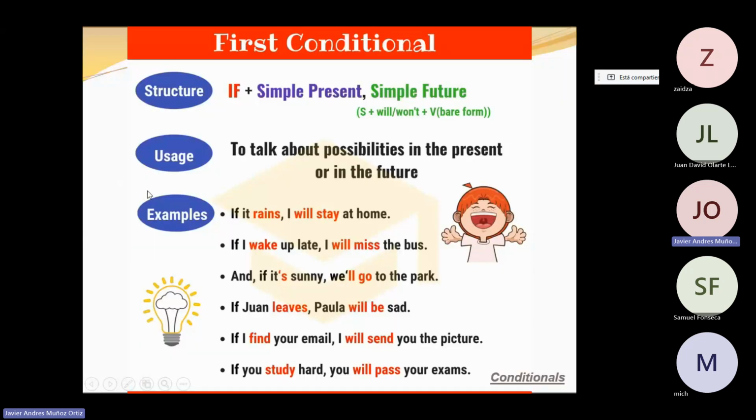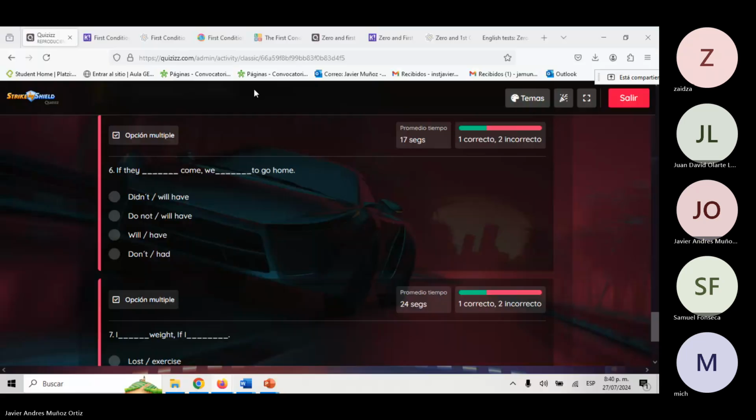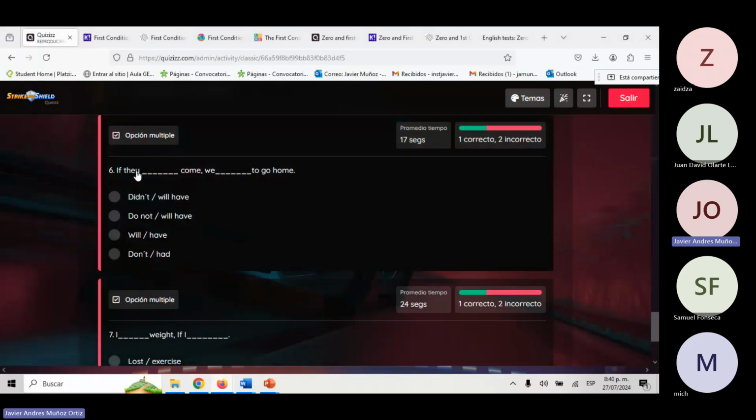Remember, when we have the word if, we have the condition, and the condition is mentioned with present. The result is going to be mentioned with future, and this doesn't have any word like if, unless, as long as, as soon as, and so on. Therefore, for "if they," we need to use simple present tense. Didn't, no, because this is past. Do not, maybe. Will, no. Don't, maybe. So, do not and don't, those two are possible.